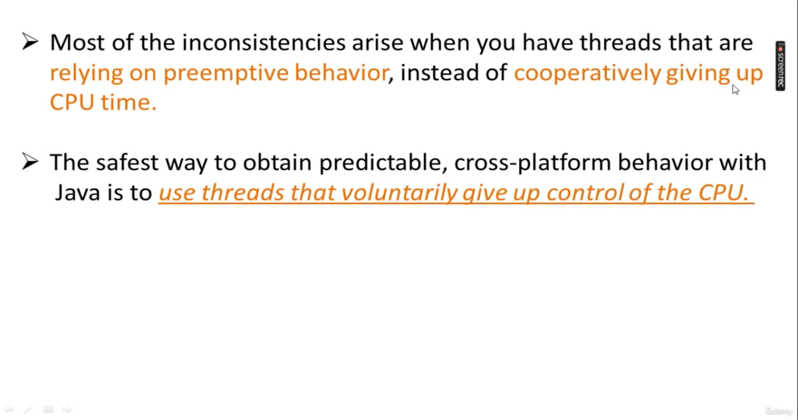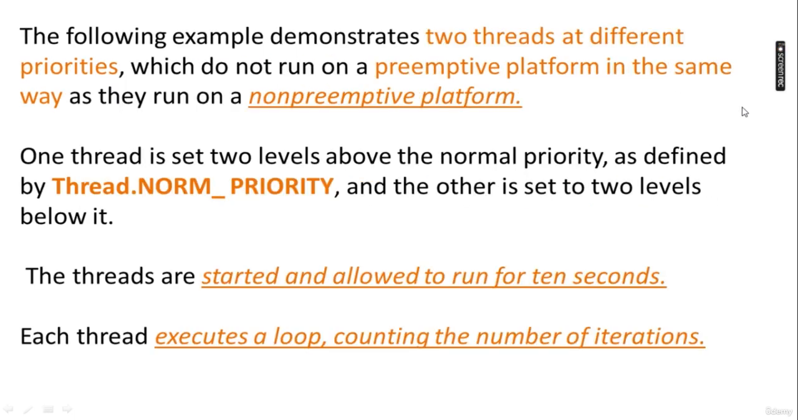So what is the best or safest way? You have to use threads that, after some milliseconds, voluntarily give up control of the CPU time, CPU access. The following example has two threads at different priorities which do not run on a preemptive platform in the same way as they run on a non-preemptive platform.